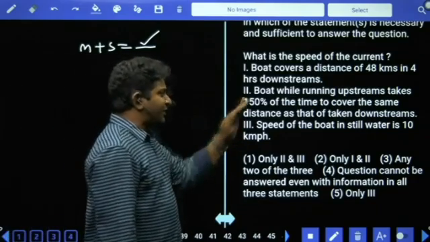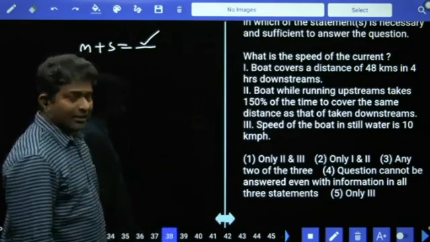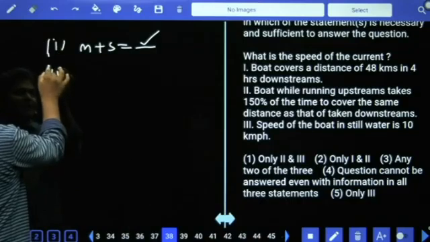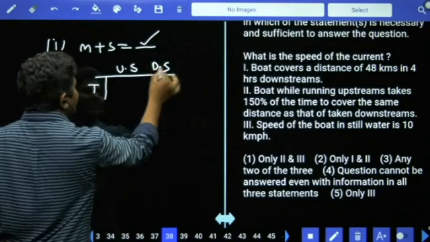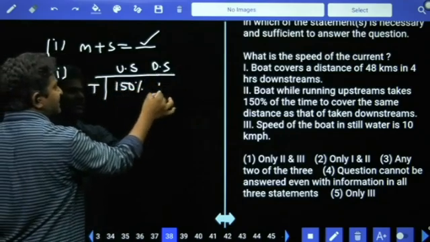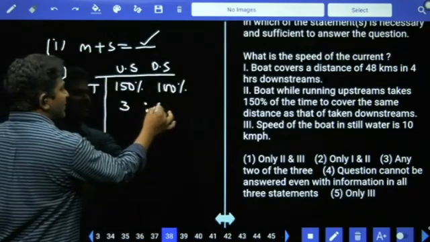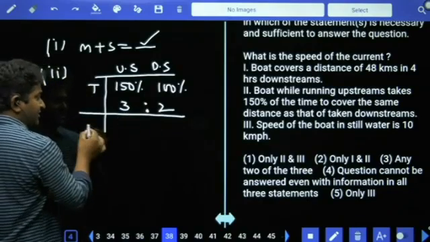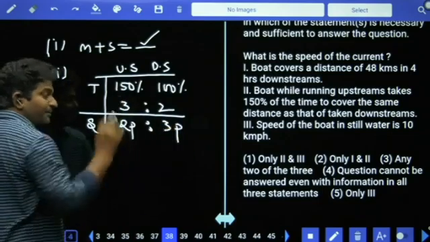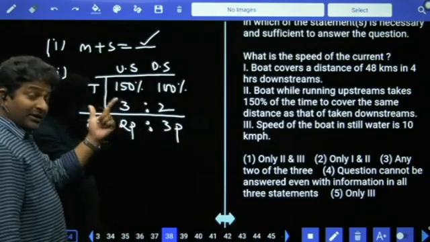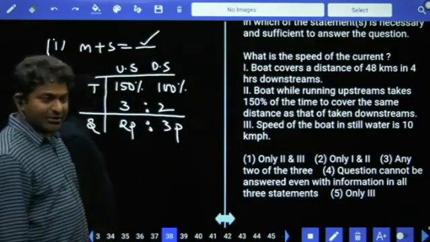Boat while running upstream takes 150% of the time to cover the same distance as that taken downstream. So in the second information, they are saying the time ratio between upstream and downstream. In upstream, it is taking 150% of the time with respect to downstream, meaning time ratio is equal to 3:2. If time ratio is 3:2, speed ratio is equal to 2:3. 2 parts and then 3 parts. So we know upstream speed and downstream speed in ratio format. So answer cannot be found using 2 alone.